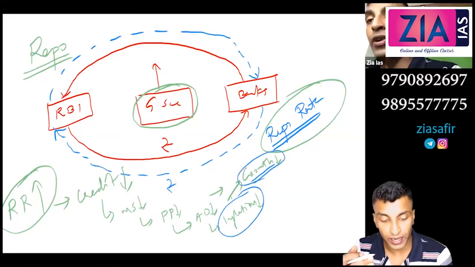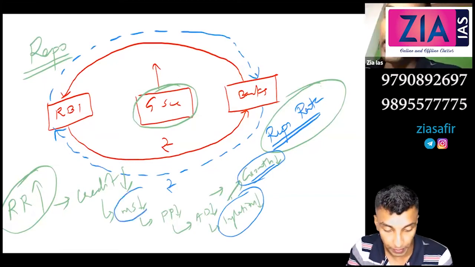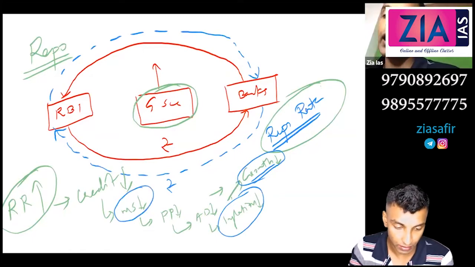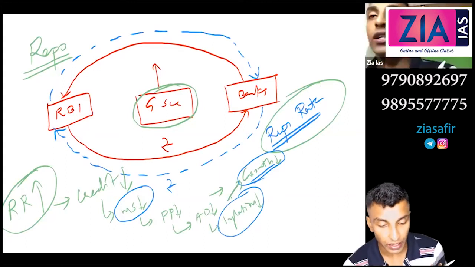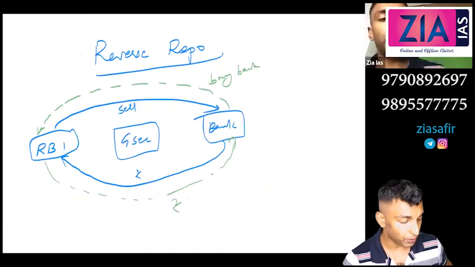Okay, so repo rate increase can control inflation. How? Because you can reduce money supply. We will revisit this again in inflation. Inflation control measures we will revisit. Okay, so here we are with the reverse repo. I hope you understood this reverse repo.